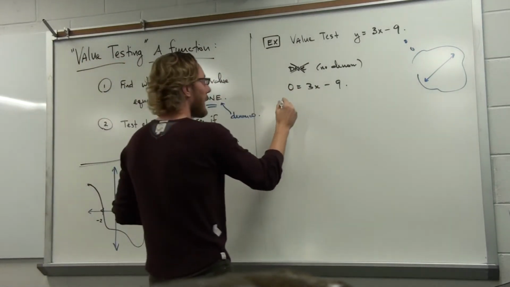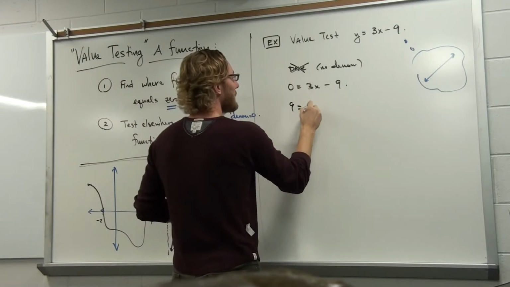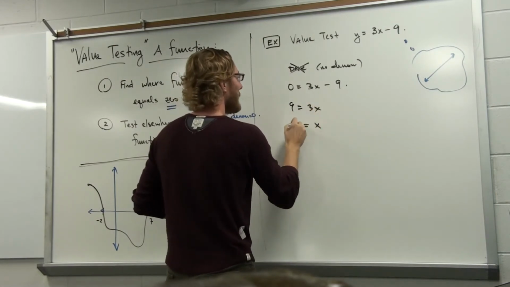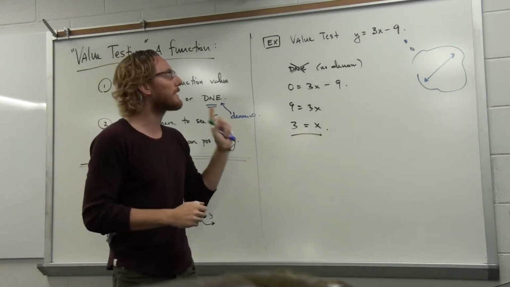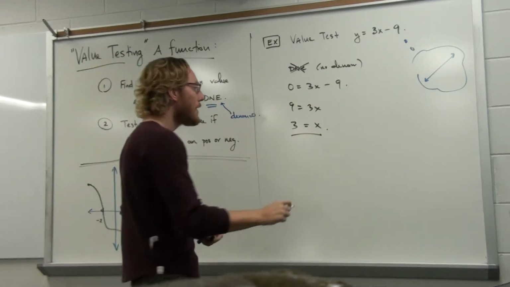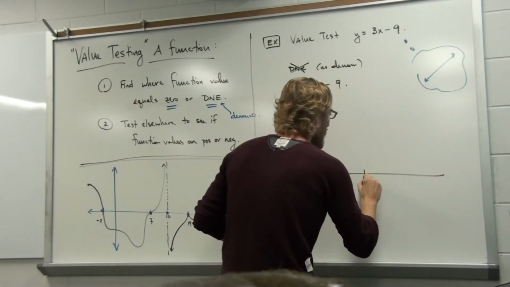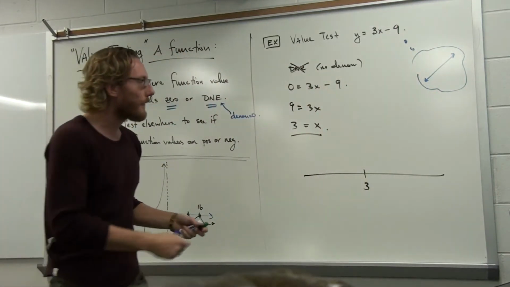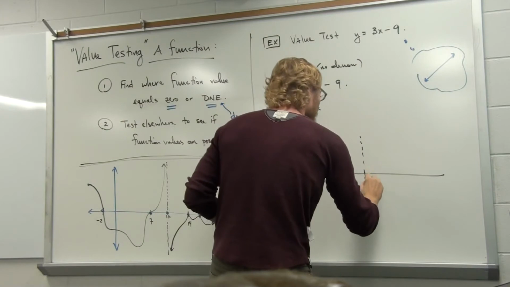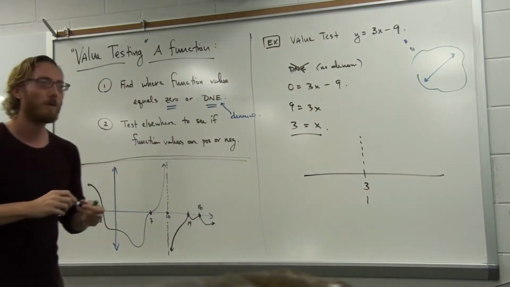And if you look at this, you could subtract 9 from both sides and divide by 3 and get x equals 3. Now this is not our answer, this is just telling us where our function has a value of 0. So if you imagine your function along the x-axis, the value x equals 3 is where the function is crossing the x-axis. And now to value test, what do we need to do?